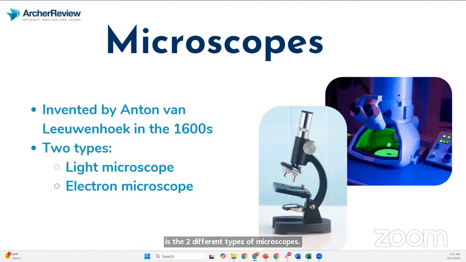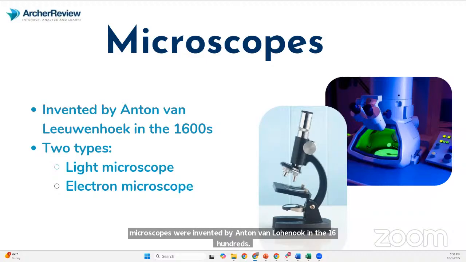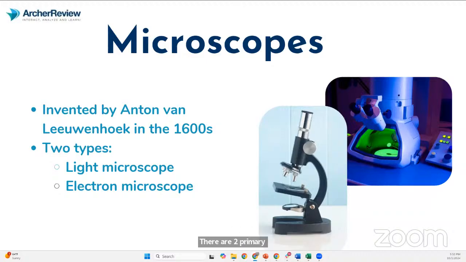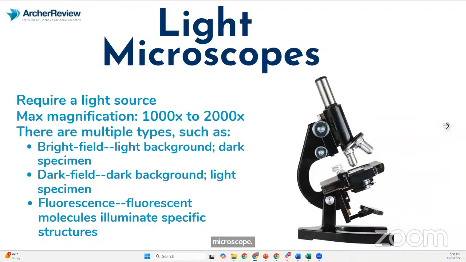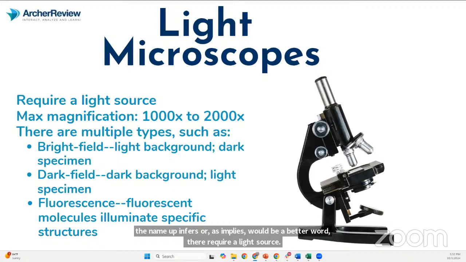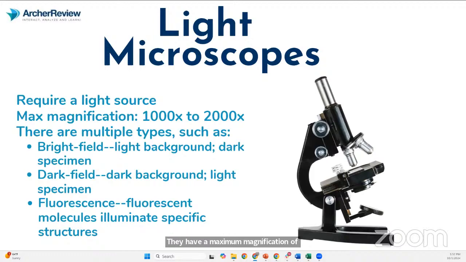So microscopes were invented by Anton van Leeuwenhoek in the 1600s. There are two primary types, light microscope and electron microscope. And we are going to first talk about light microscopes. Light microscopes, as the name implies, require a light source. They have a maximum magnification of about 1,000 to 2,000. In high school, you probably worked with one that had about a 400 magnification.